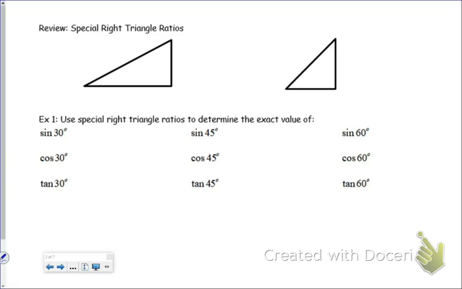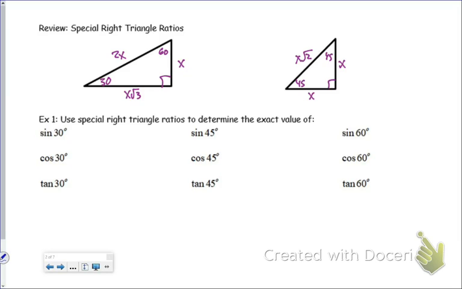So the first thing we're going to do is review special right triangles like you learned in geometry. There were two special right triangles. One of them was a 30, 60, 90 triangle. 30, 60, 90 triangles had a ratio of x, x root 3, and 2x. X was across from 30, x root 3 was across from 60, and 2x was across from 90. Your 45, 45, 90 triangle had a ratio of x, x, x root 2.